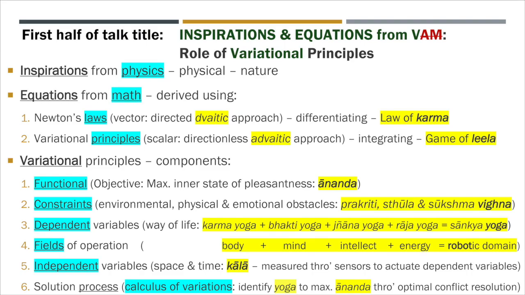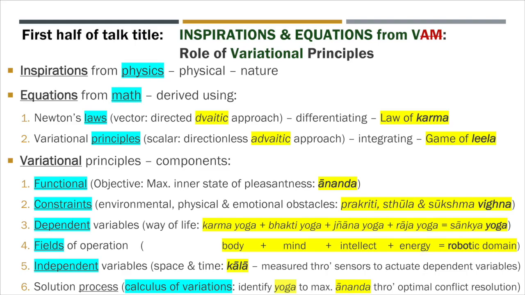So Newton's laws are based on vectors, which means they have not only a magnitude but a direction as well. On the other hand, variational principles are based on scalars, for example, energy, which do not have any direction as such, they have only magnitude. So it's basically a single quantity which forms a part of a functional and which is very similar to an Advaitic approach or a non-dual approach. Whereas the vector is having two aspects to it, the magnitude and the direction, and therefore it's a Dvaitic approach.